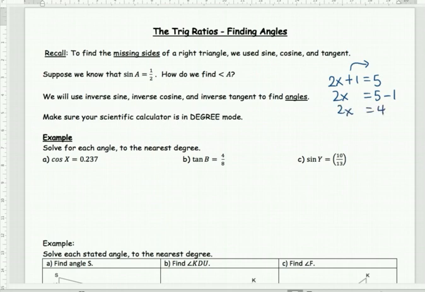Okay, so now I need to get rid of the 2 on the x. So right now it's multiplied on. If I'm going to throw it over here, the opposite of multiplying is dividing. So I'm going to divide it over, and my final answer is 2. It's like the opposite operation, the inverse operation.